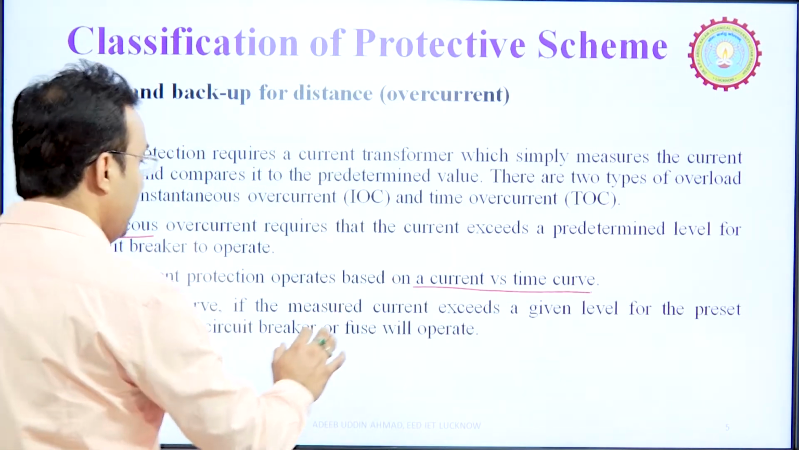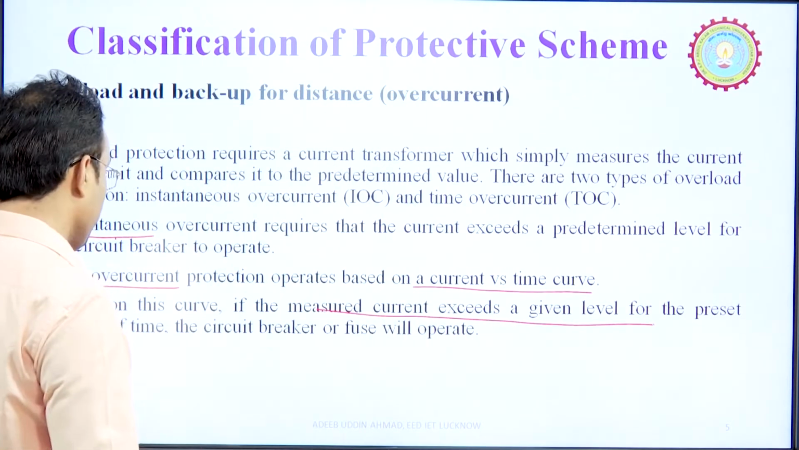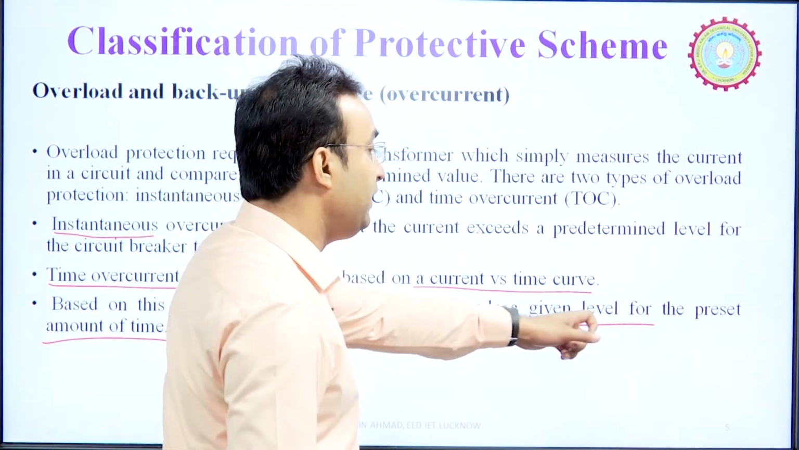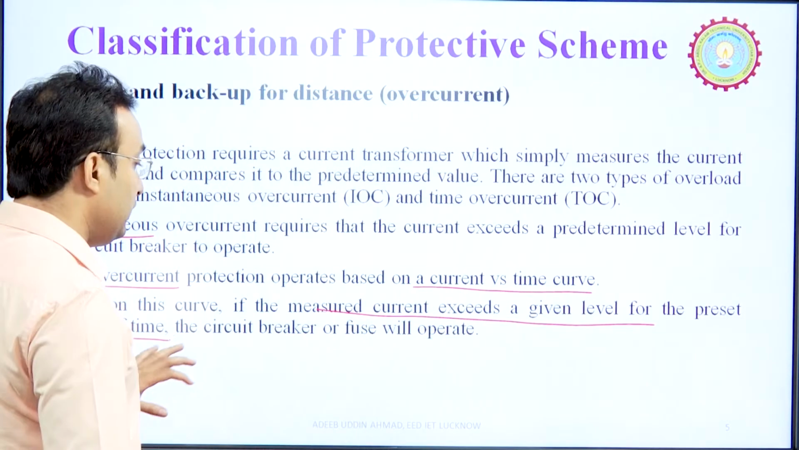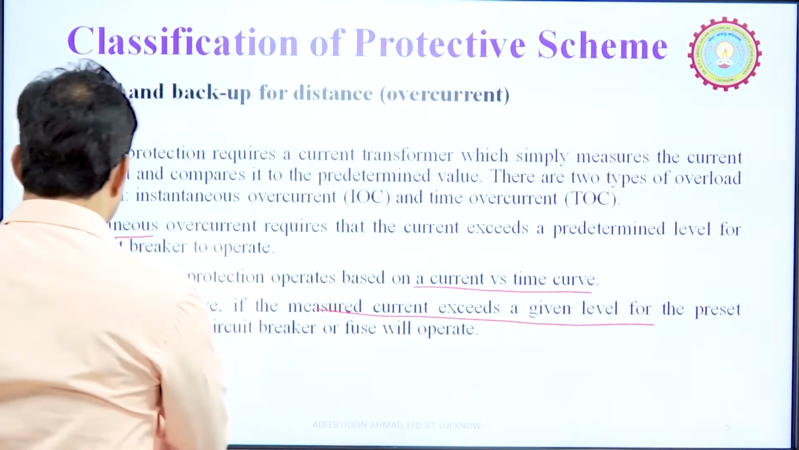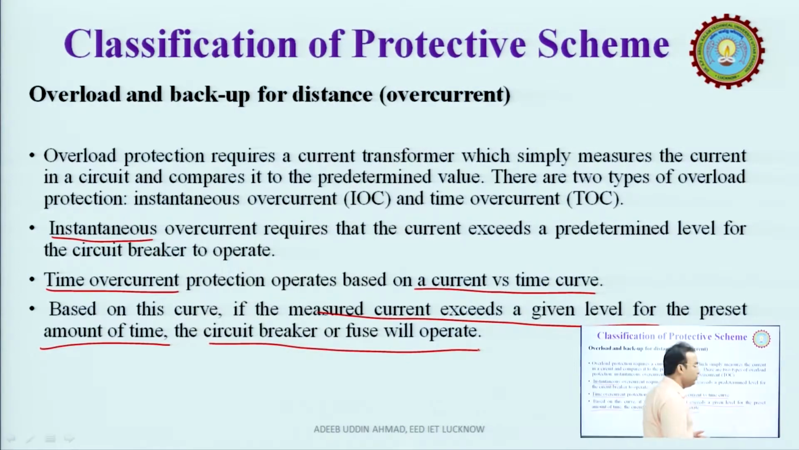Based on this curve, we measure whether the current exceeds a given level of the preset value, as related to time. Then the circuit breaker, fuse or some protective scheme will operate. So, we have two basic types: time overcurrent and instantaneous. In time overcurrent, we also have a timing factor.